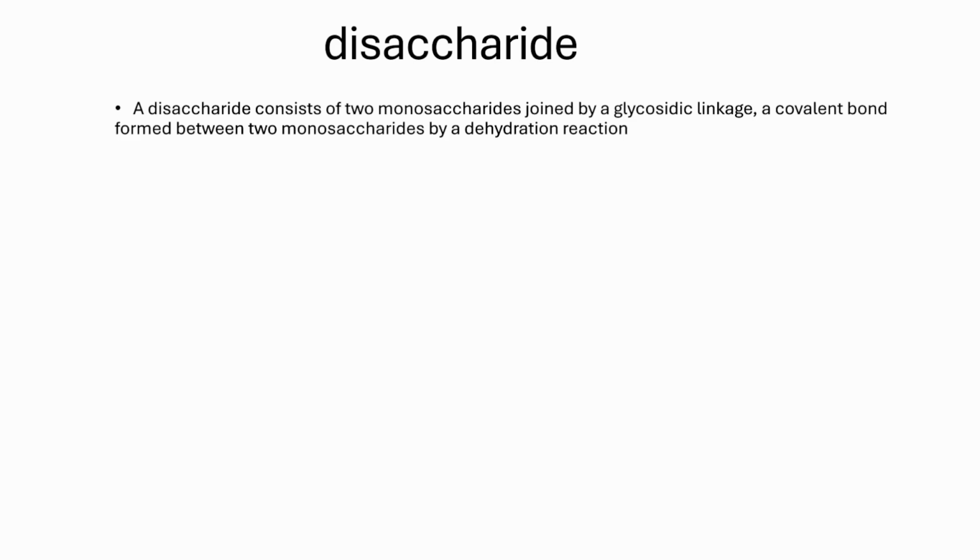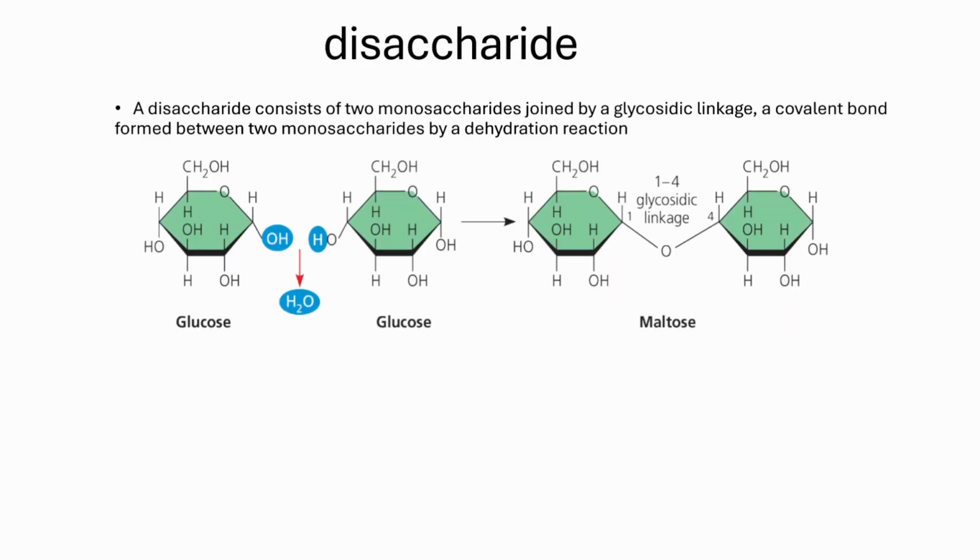A disaccharide consists of two monosaccharides joined by a glycosidic linkage, a covalent bond formed between two monosaccharides by a dehydration reaction. Glyco refers to carbohydrate. For example, maltose is a disaccharide formed by the linking of two molecules of glucose, also known as malt sugar. Maltose is an ingredient used in brewing beer.